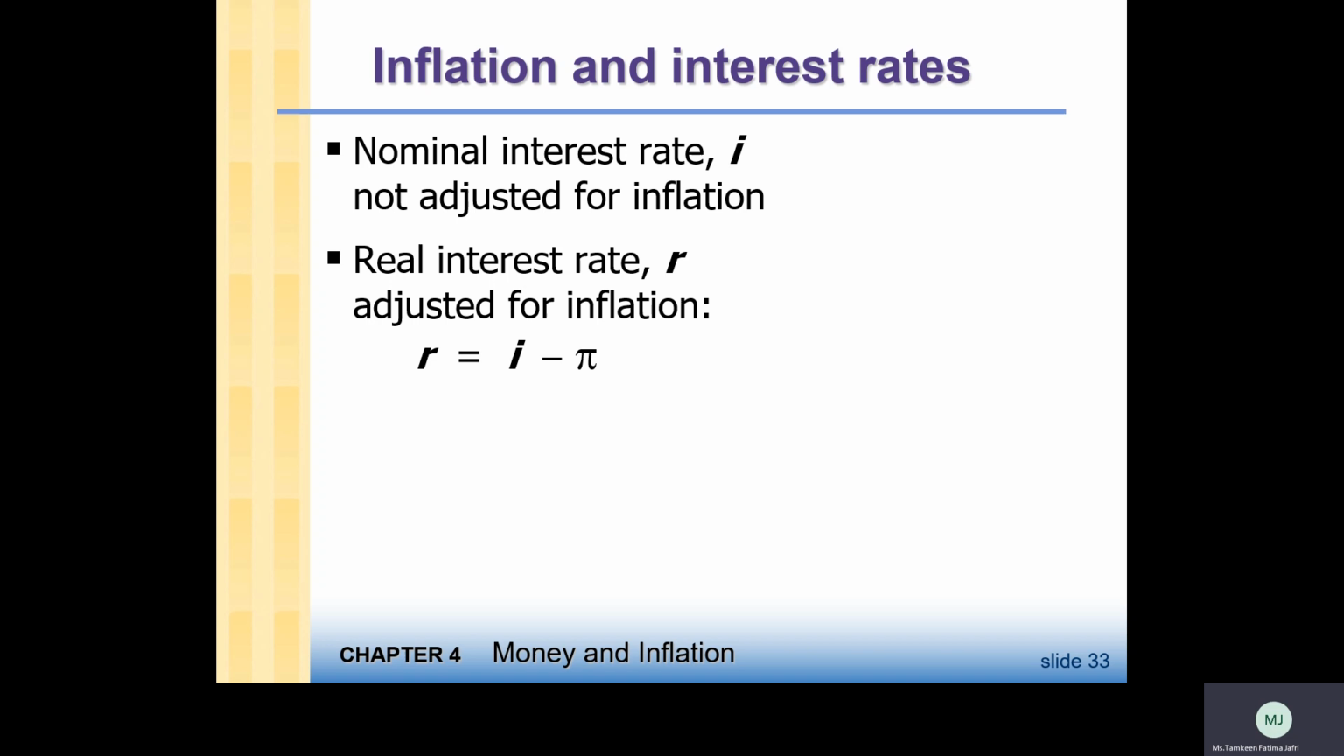So if I want to invest 100 rupees in a bank, the bank quotes that on 100 rupees you will get 10% interest. So that 10% is the nominal interest rate. The real interest rate is adjusted for inflation. So the real interest rate is going to be the nominal interest rate minus the rate of inflation in the economy. So let's suppose I have invested these 100 rupees for one year at a nominal interest rate of 10%. Now at the end of this one year, my real return on my investment, or the real interest rate, is going to be the nominal interest rate minus inflation. If inflation has been 2% in this one year, then the real interest rate, or the real return on my investment, will be 10 minus 2, which is 8%.